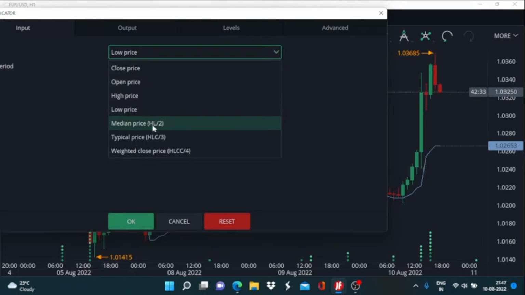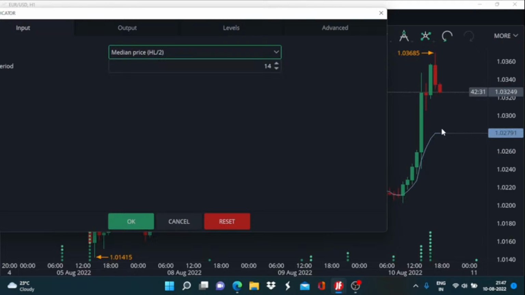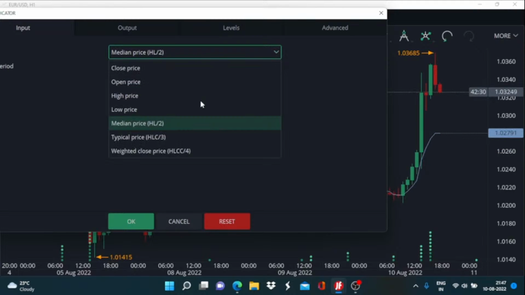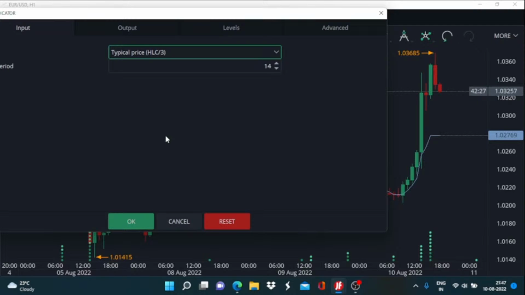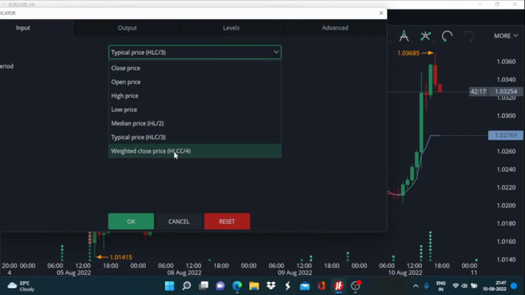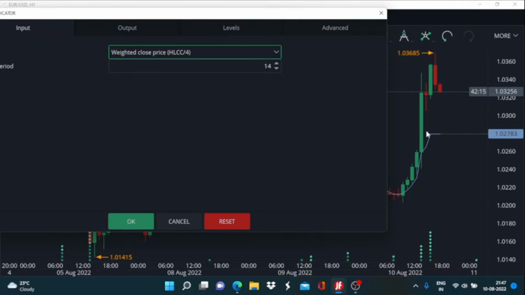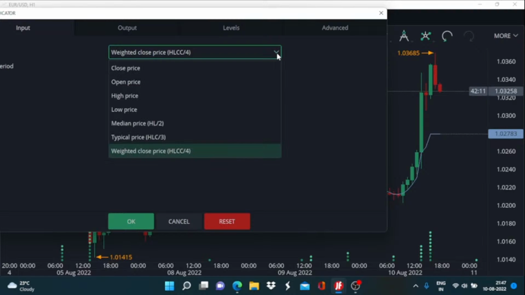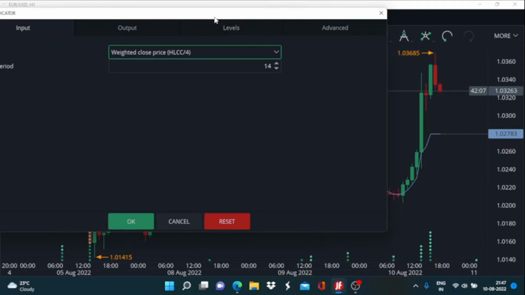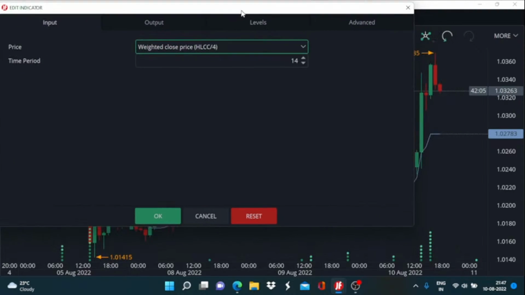Now let us try the median price. It has slightly shifted on the higher side. Typical price, where we use all the three prices, the high, the low, the close, and then divide it by 3. The weighted close price, where we give more weightage to the closing price. So these are the possibilities, these are the various options provided to us.